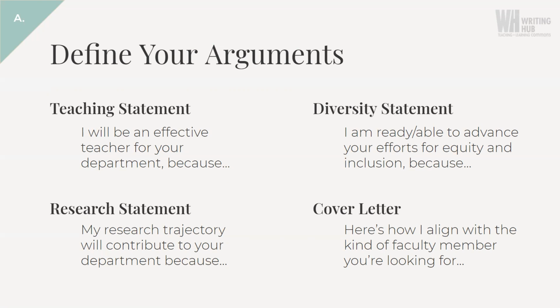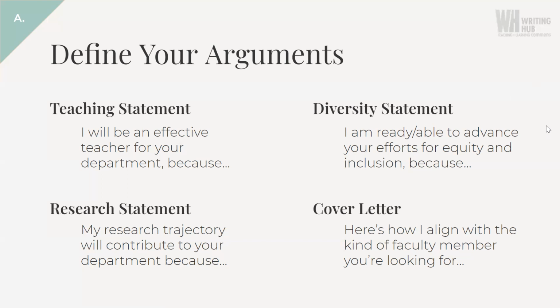in their department or on their campus? In your research statement, you are arguing my research trajectory, including your future research, will contribute to your department because, and again, complete that phrase. And in your cover letter, here's how I align with the kind of faculty member you're looking for. And you would list your main parts of that argument. In the companion worksheet to this workshop, we have some prompts for you to start thinking about what those three themes might be, or what those three ideas to complete each of these arguments might be. So you can just start thinking about that.